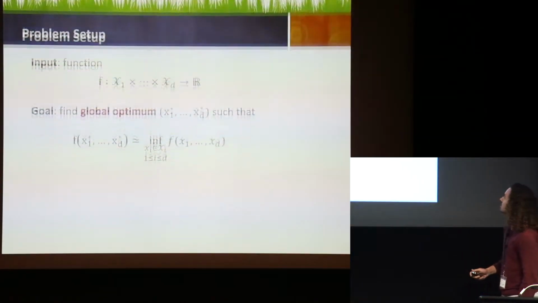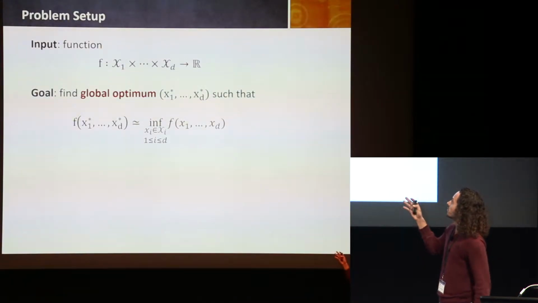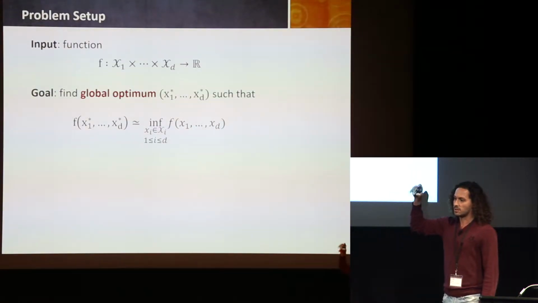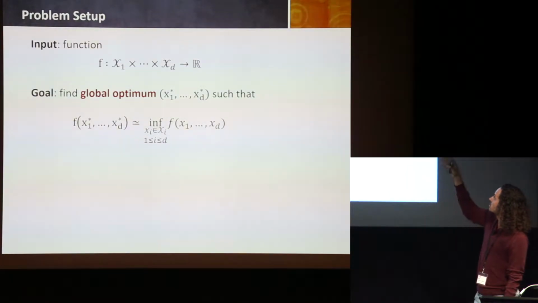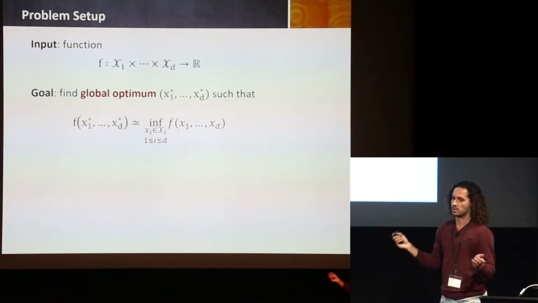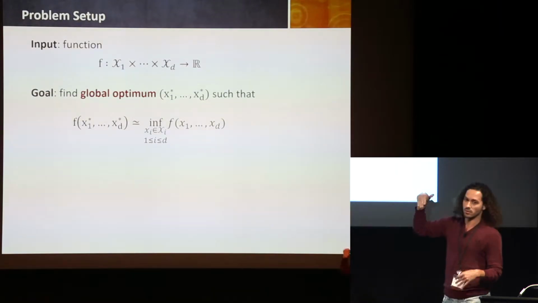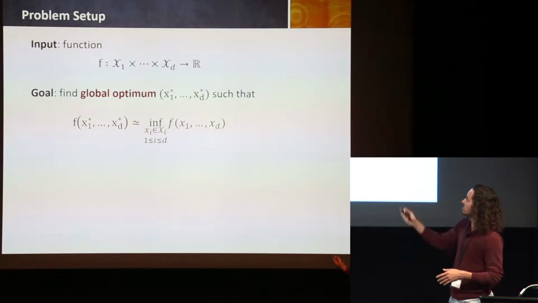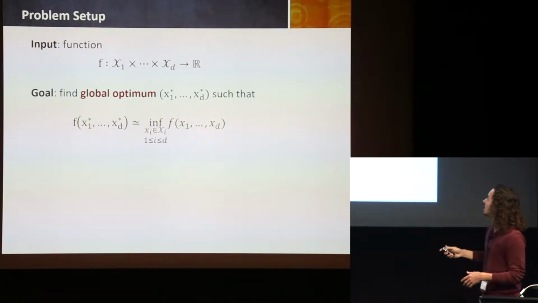OK, so the problem setup. Your input in alternating minimization is usually a function and some domains x1 up to xd. This function takes values over the reals, and your goal is to find a global optimum, x1 star up to xd star, such that it minimizes the function f over this domain. Now, notice that I'm not usually requiring anything about the function or about the domain in general. For example, the domain doesn't need to be convex. And for the purpose of this talk, it won't be, as you will see.